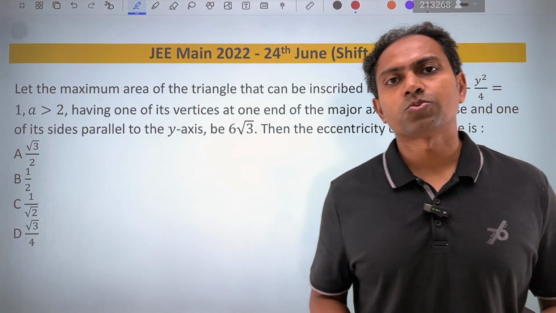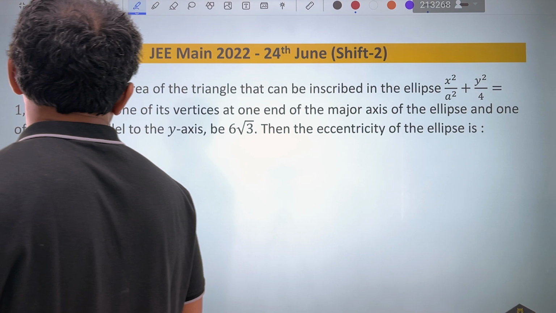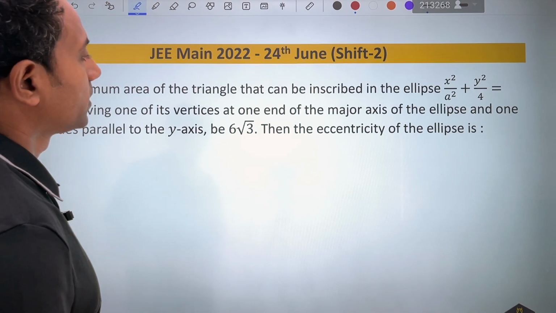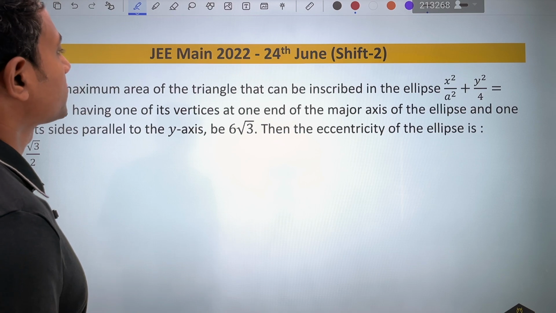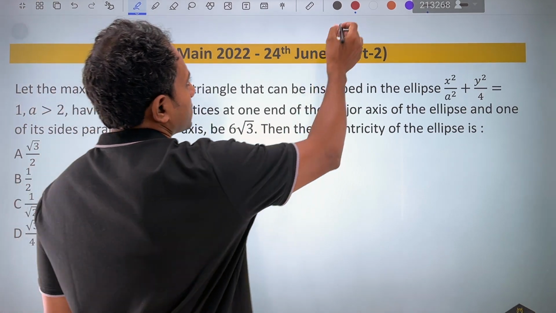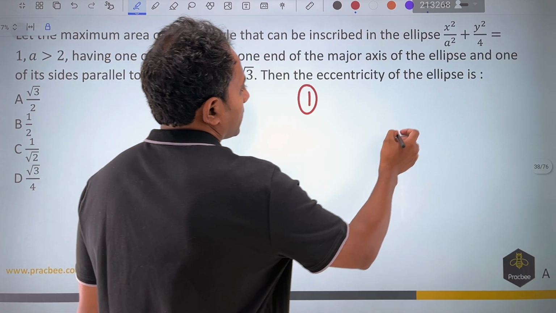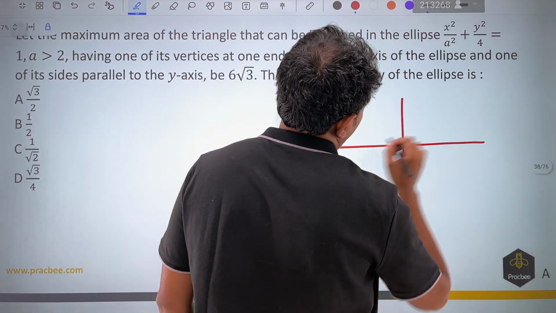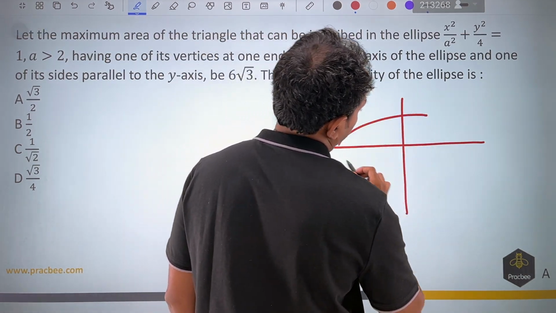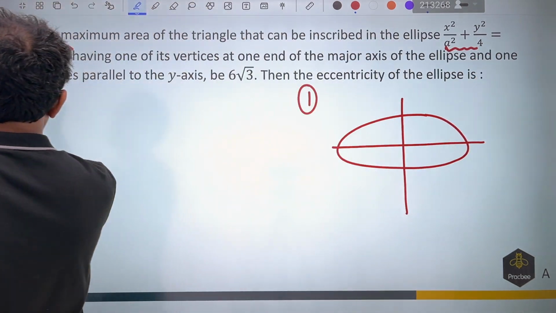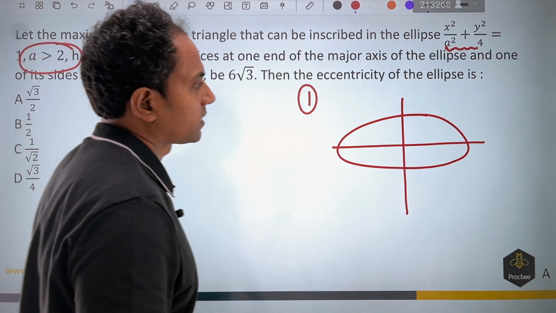Now let us look into this 2022 question. The question says the maximum area of a triangle that can be inscribed in this ellipse, having one of its vertices at one of the ends of the major axis. So let us draw what they are trying to say. When we draw the curve, it is given that it is of this form, because when they are writing this equation, they are giving us that a is greater than 2. So it will become the major axis.